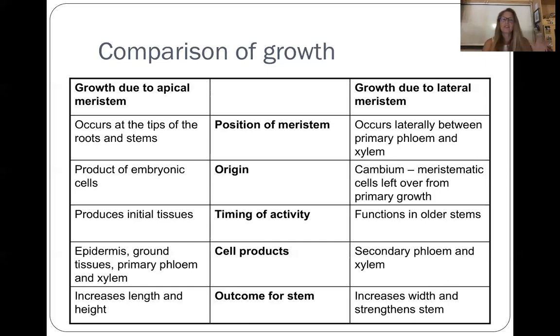What cell products are there? When we talk about apical, we have the epidermis, the ground tissues, the primary phloem and xylem or vascular tissues. When we talk about lateral, it's secondary phloem and xylem. And what's the outcome? Well, when we talk apical, your plant's getting bigger, like taller. When we talk about lateral, the outcome is it's getting fatter or wider.